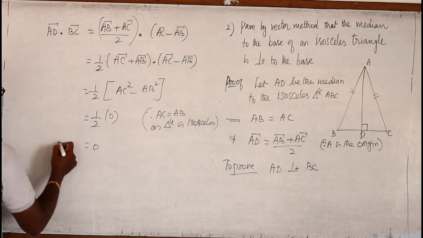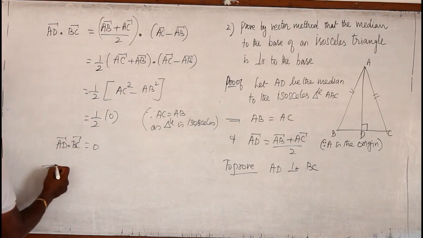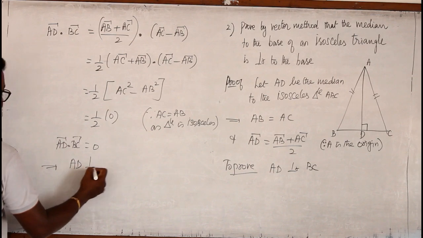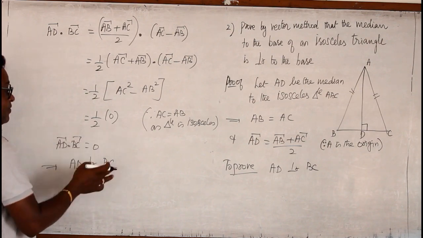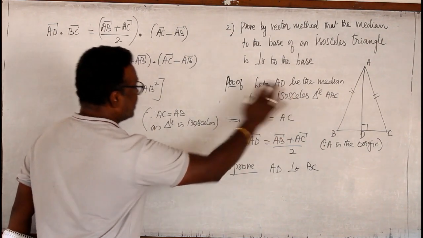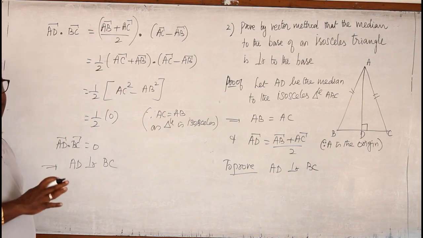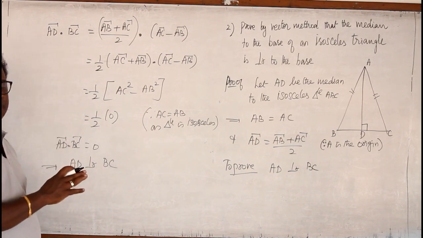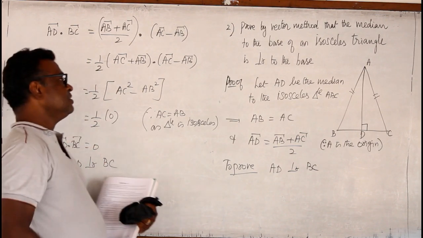Therefore, it is 0. What is 0? AD dot BC equal to 0. This means AD is perpendicular to BC. Therefore, the median is perpendicular to the base if the triangle is isosceles. Understanding? Median won't be perpendicular to the base always, but here it is perpendicular only because the triangle is isosceles. This is the second problem.